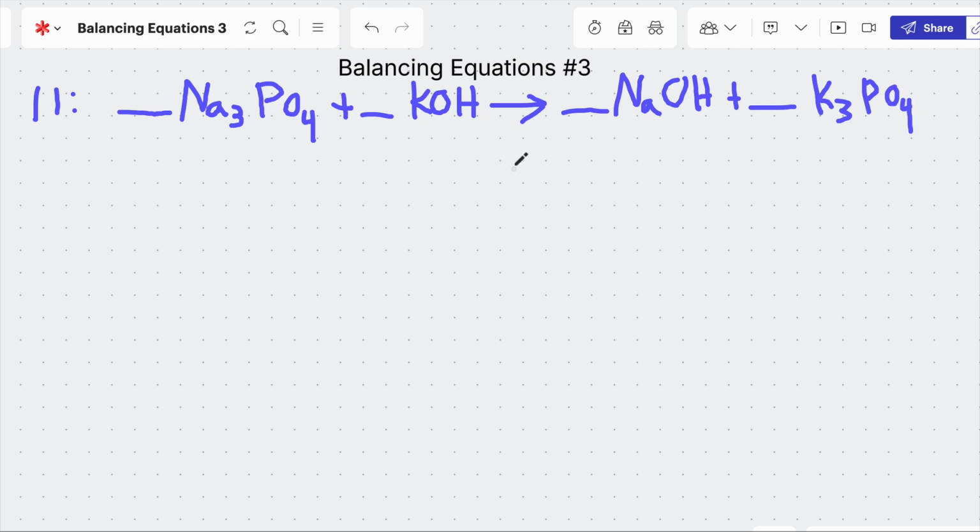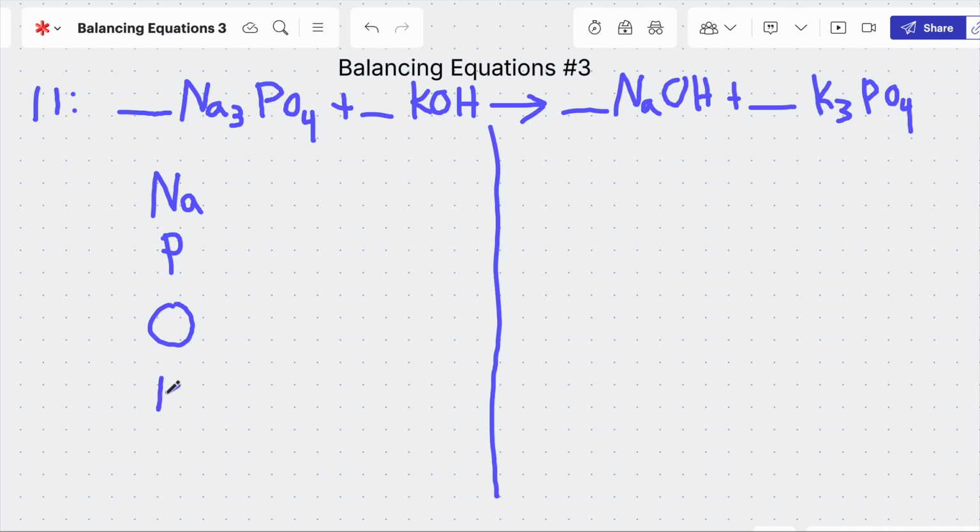3PO4. Awesome. Okay, get our chart set up. That arrow was questionable. Okay, now let's see. What elements do we have here? We got Na's. We got P's. We got O's. We got K's. And we got H's. And again, remember, it doesn't matter what order you put them in on this chart, just as long as we count the numbers right.